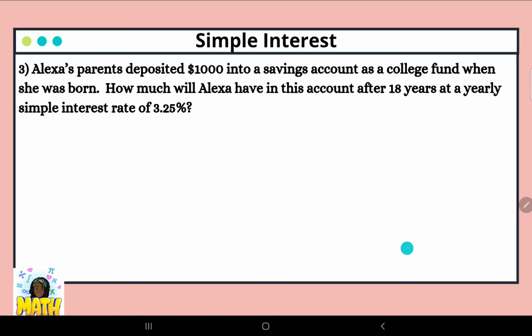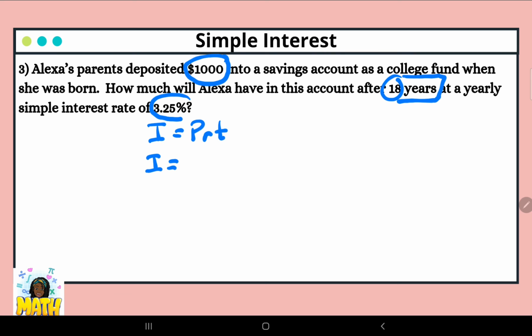Alexa's parents deposited $1,000 into a savings account as a college fund when she was born. How much will Alexa have in this account after 18 years at a yearly simple interest rate of 3.25%? So again, we're going to start off by writing our formula, I equals PRT, and then we're going to plug in those amounts. So 1,000 is our principal, 18 years is our time, and 3.25% is our interest. And we want to know the total amount she will have after those 18 years.